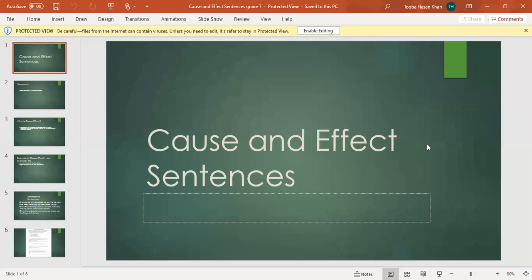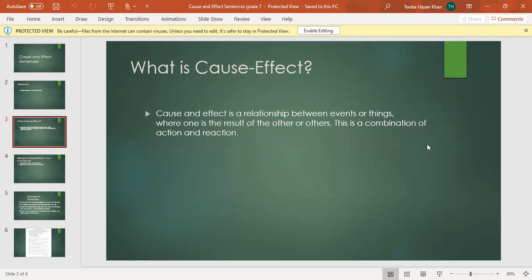In today's lecture, we will be discussing the topic cause and effect sentences. Now, what is cause and effect? Cause and effect is a relationship between events or things where one is the result of the other or others. For example, there is a reason that something happens, and then what is the effect that happens because of it.